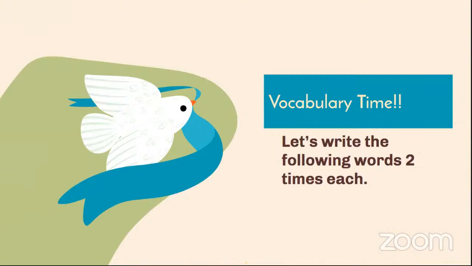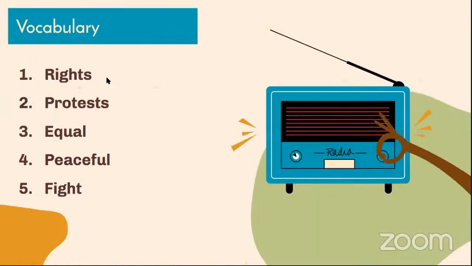Vocabulary time. All right, let's take some time to write the following words 2 times each. Number 1 is right. Number 2, protest. Number 3, equal. Number 4, peaceful. And number 5, fight. I want you to write these vocabulary words 2 times each.